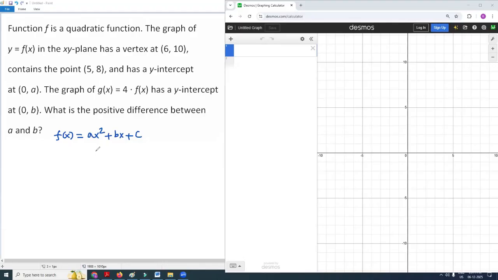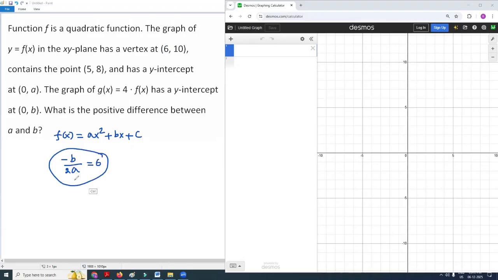So what we can do is use the formula for the x-coordinate of the vertex when the quadratic function is given in standard form. The formula is negative b, the coefficient of x, divided by 2 times a, the coefficient of x squared. Already we have the vertex for the function f of x, that is (6, 10). Here the x-coordinate is 6, so this must be equal to 6.